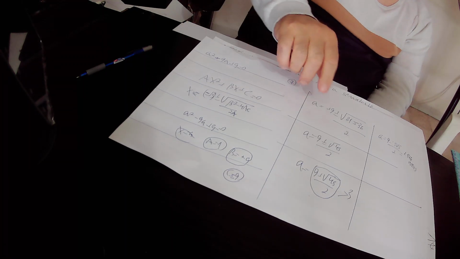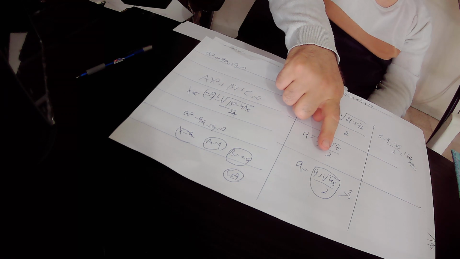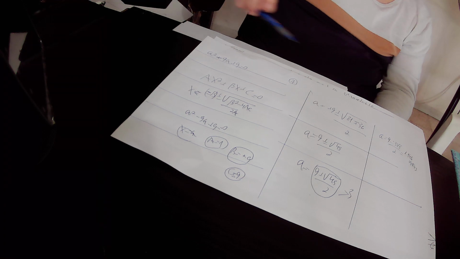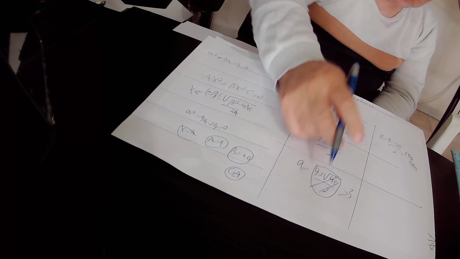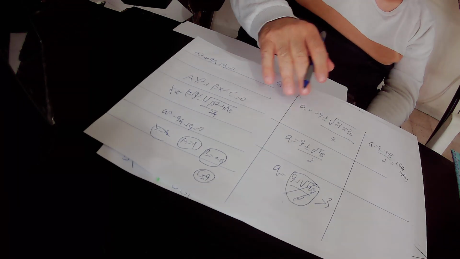So the radius A of the small circle, it is impossible that it is greater than 3. Therefore we cancel this solution. This solution is an incorrect solution. And we are left only with the second solution that is possible for the radius A of the small circle.